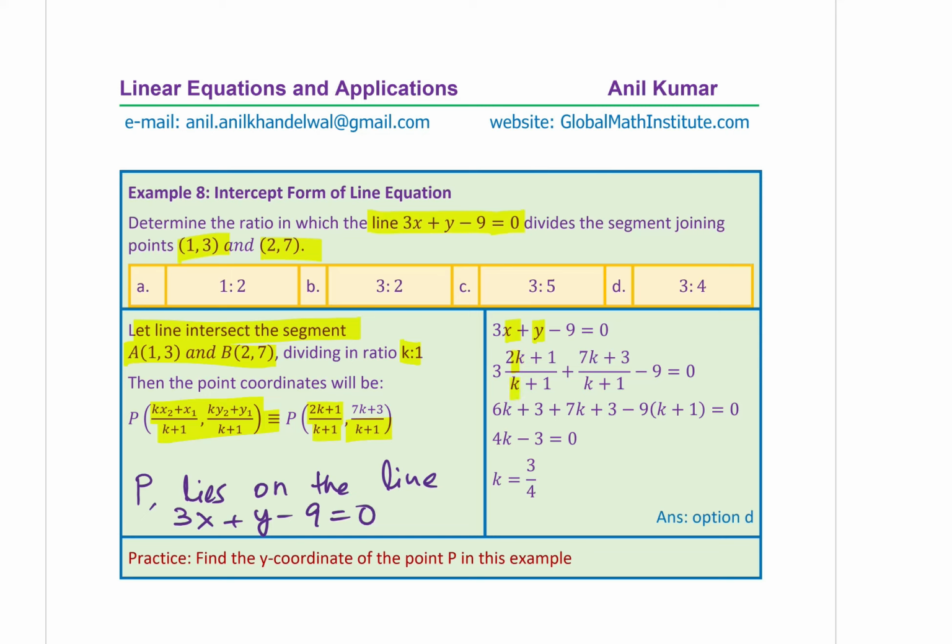We have only one variable here, which is k, which can be found using cross multiplication. We multiplied each term by k + 1 and then solved for k, which comes to be 3 over 4. So 3 is to 4 is the right answer, and that is how it should be done. I'd like you to go through this once again and understand all these steps. You can pause the video and then understand how to do it, and once you've done all these questions, you should try on your own how to solve them.